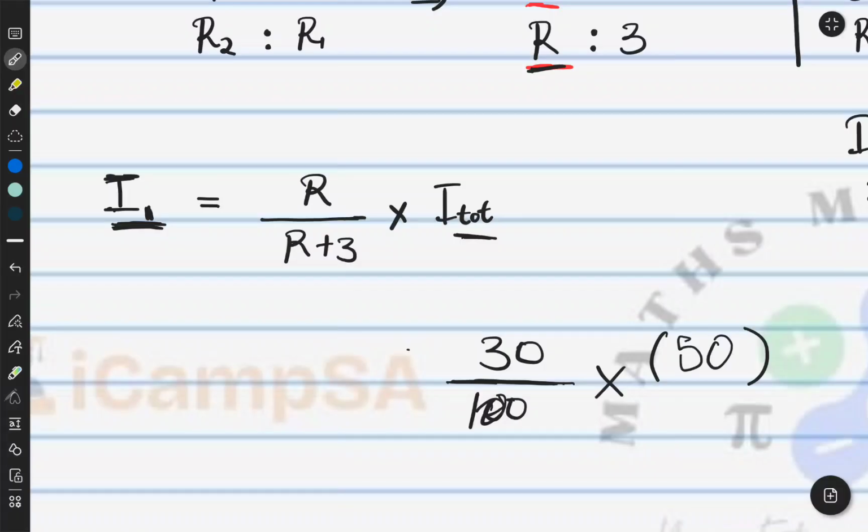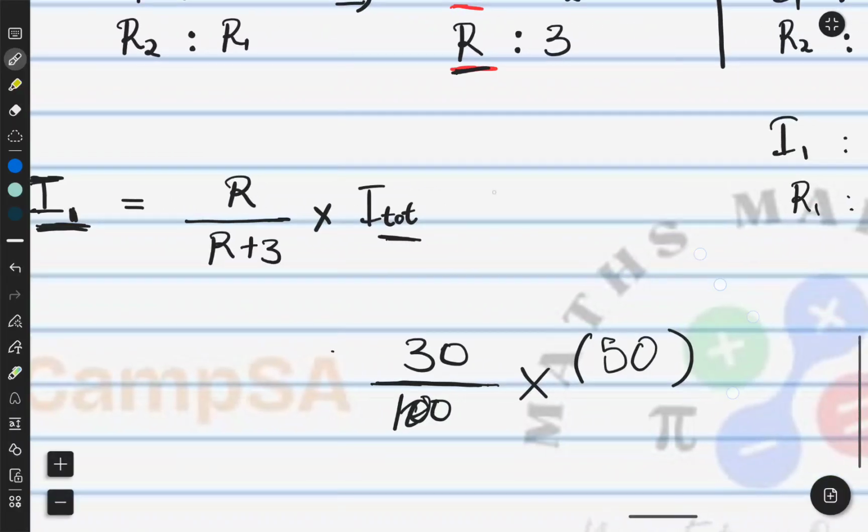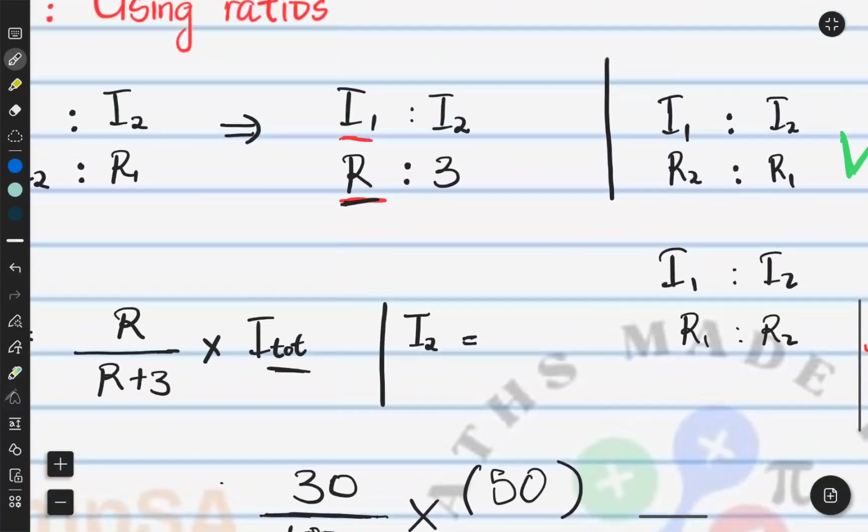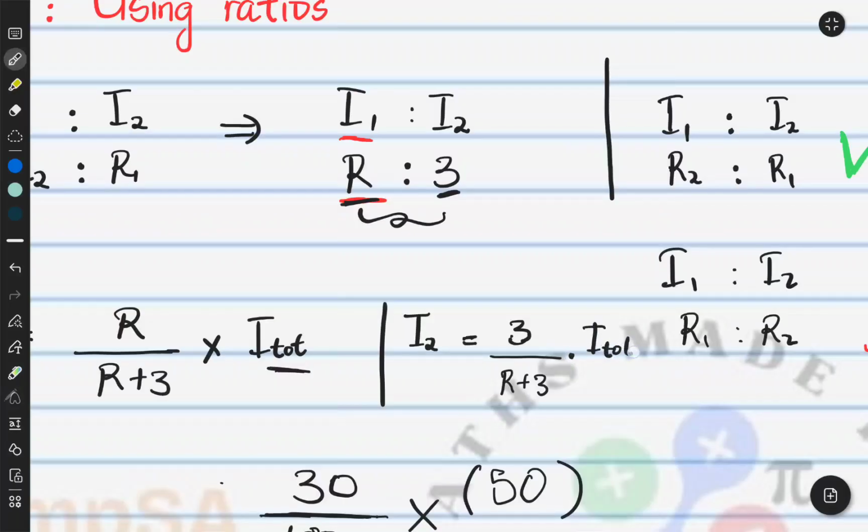How much of the total current will be distributed to I1, and how much of the total current will be distributed to I2? So if I wanted I2, I would say I2 is equal to, I go to I2, that's my numerator, 3. My denominator is always the same, which is the sum of the ratio. That would be R plus 3 times now my total current. Right, that's how you would find it. So for current, this is how you do it.